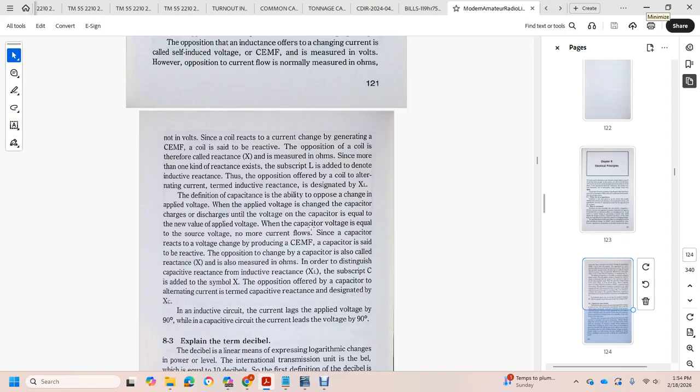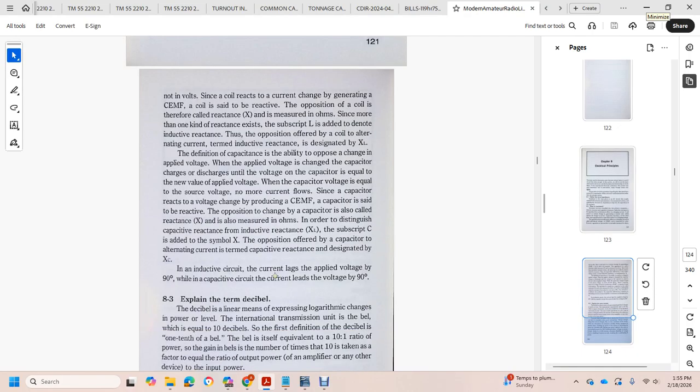In order to distinguish capacitive reactance from inductive reactance, the subscript C is added to the symbol X. So C is for capacitive reactance, and L is for inductive reactance. The opposition offered by the capacitor to alternating current is termed capacitive reactance, designated as XC. In an inductive circuit, the current lags the applied voltage by 90 degrees. In a capacitive circuit, the current leads the voltage by 90 degrees.